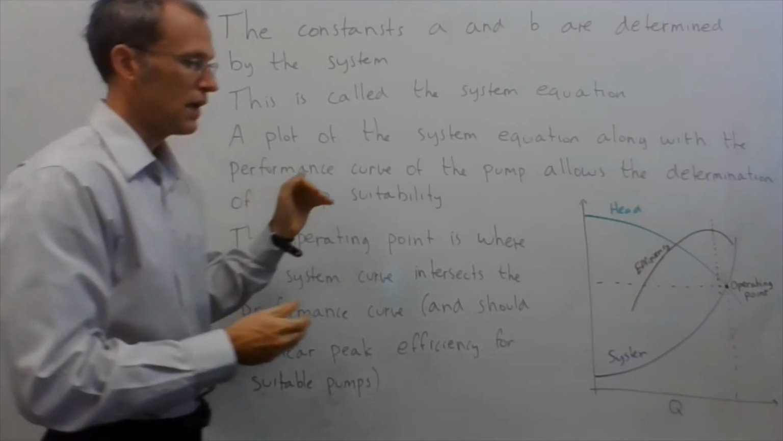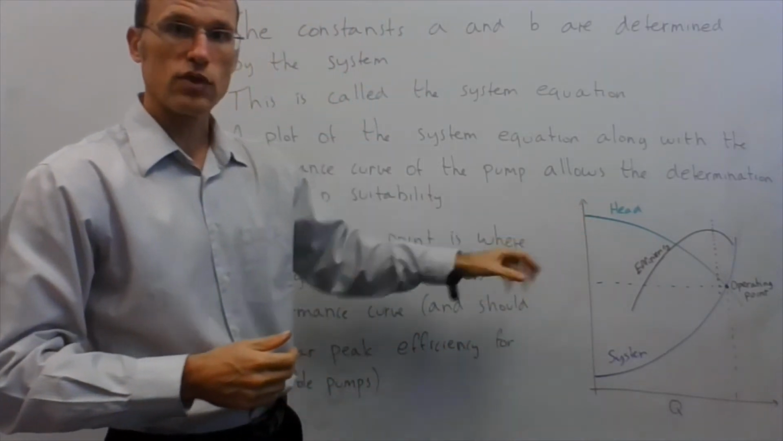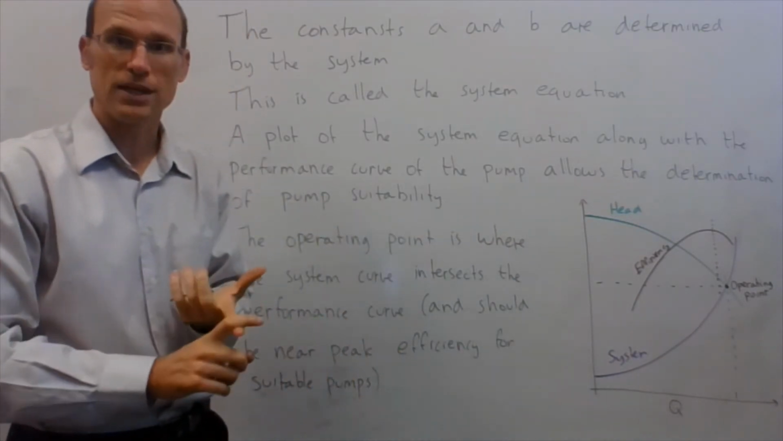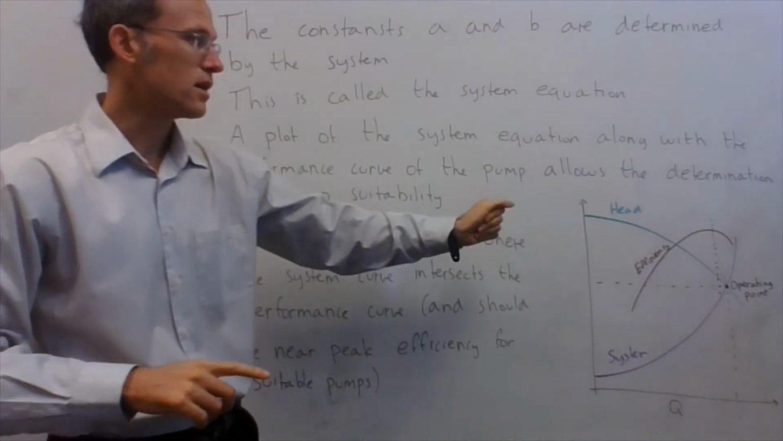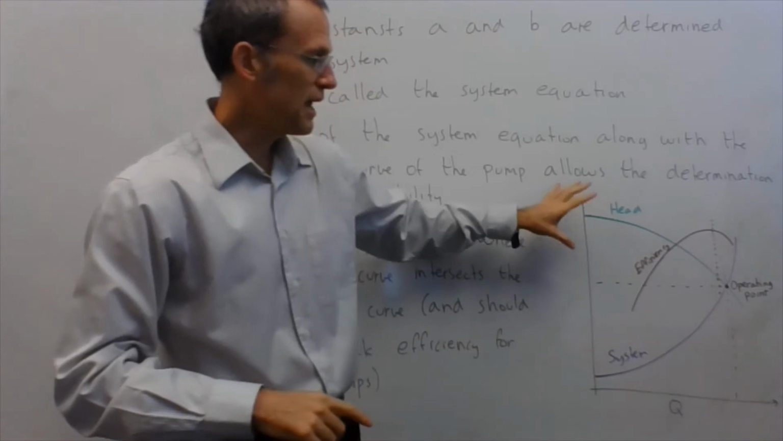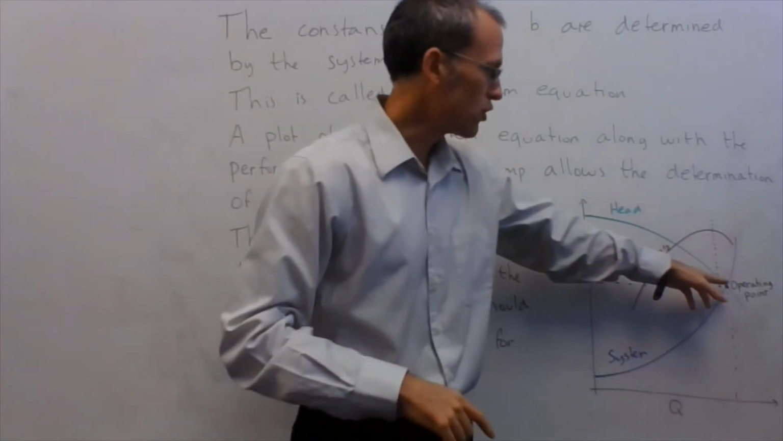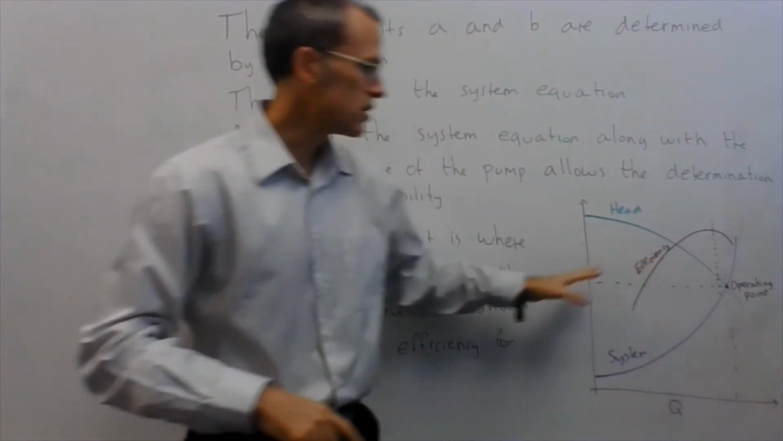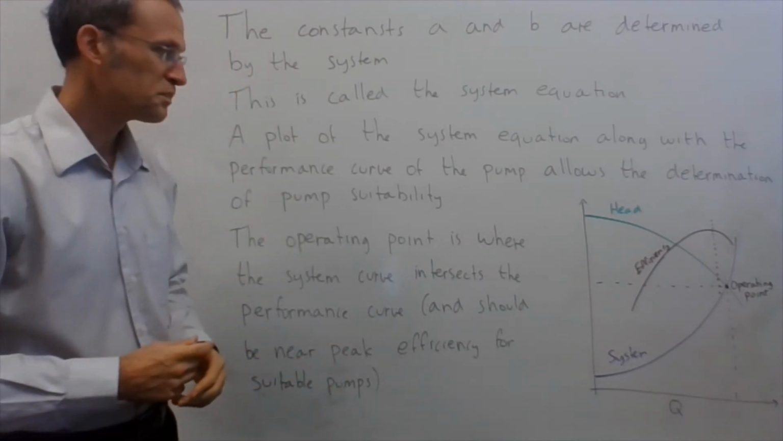In other words, these performance curves are for some particular rotational speed, not flow rate, some RPM value, and the pump itself gives me this curve. If I make that pump operate in my current system, it's going to operate at this flow rate and at that value of the head. So that's my operating point. That's what's going to happen if I actually hook up this pump.